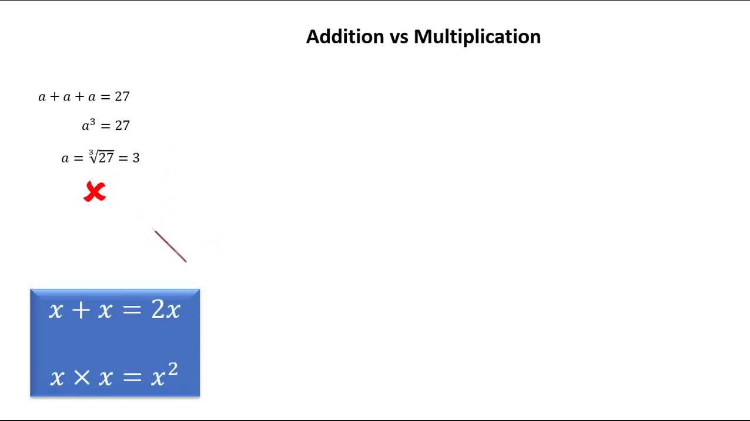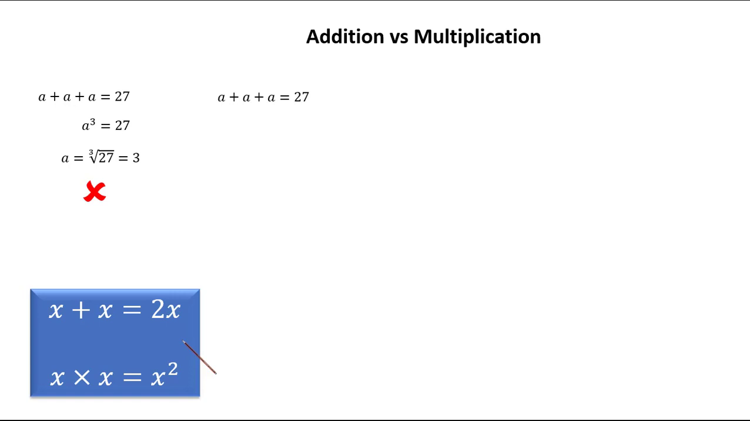Addition versus multiplication. Another mistake that students commit is this. What is a plus a plus a? And they write a cubed is equal to 27, and then cube rooting both sides, they get 3. But remember this rule, that x plus x is 2x and not x squared. So when is it x squared? When x and x are multiplied, it becomes x squared. This is a very, very simple thing, and a lot of students do get confused.